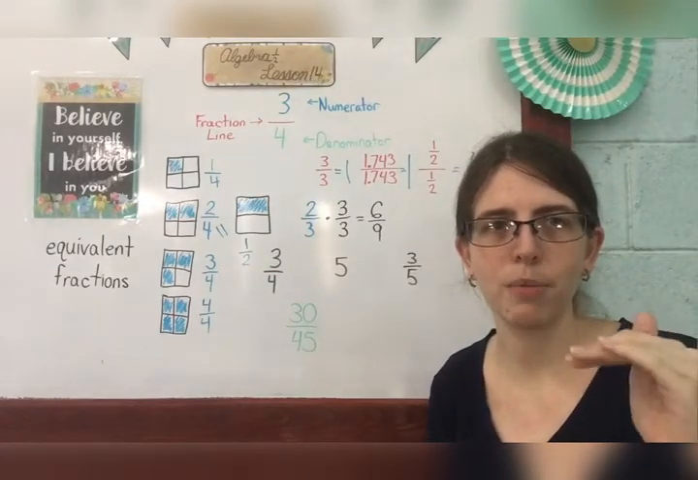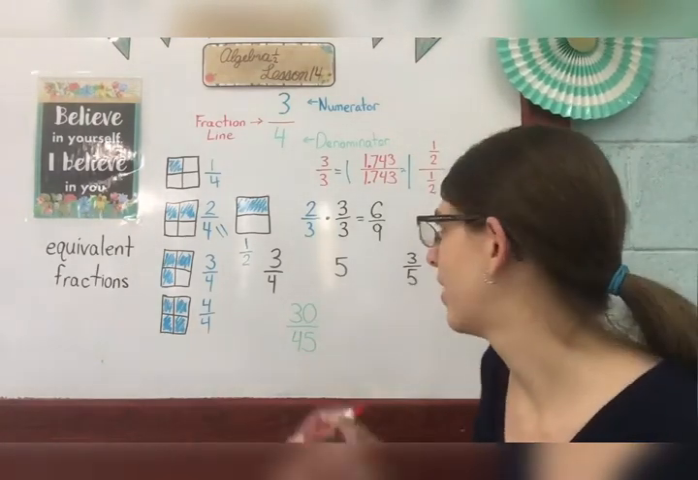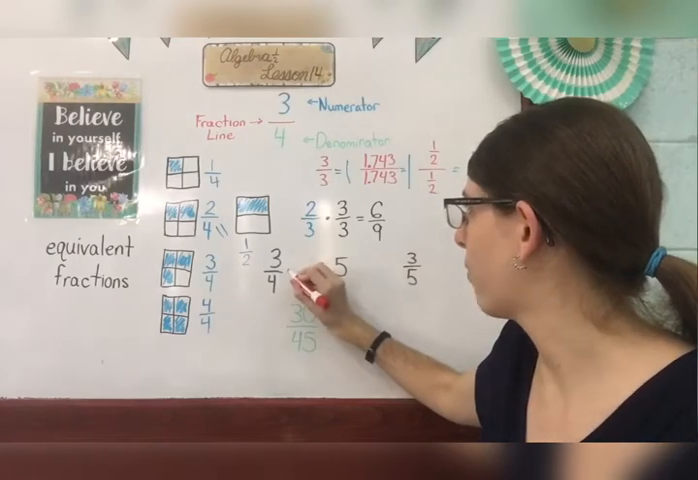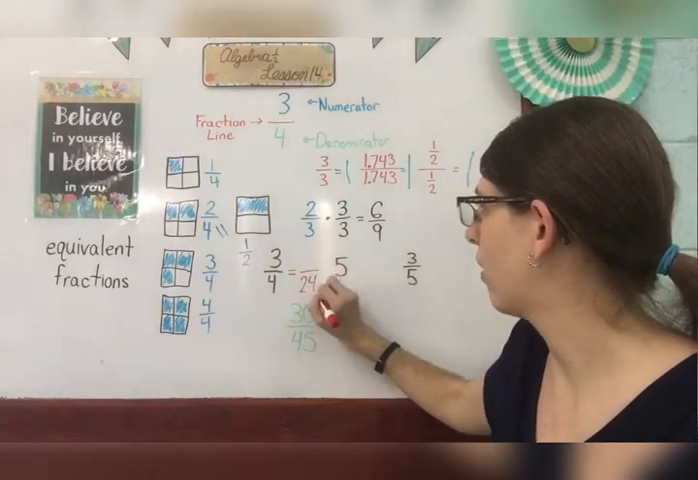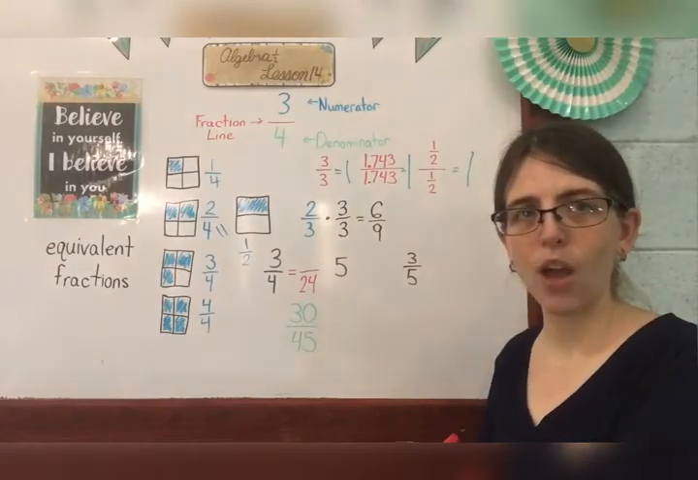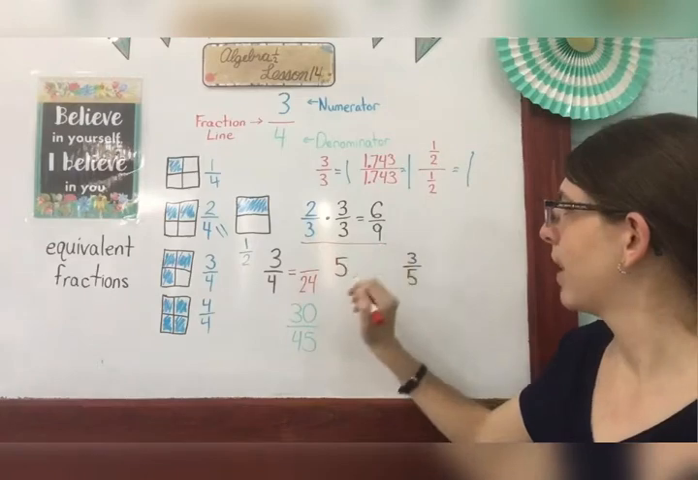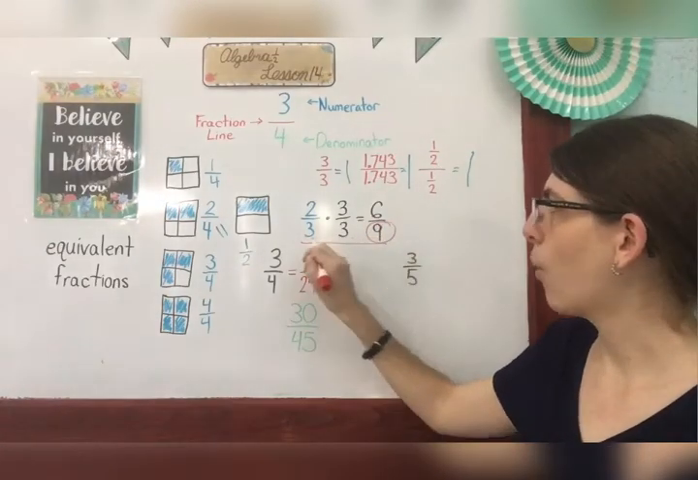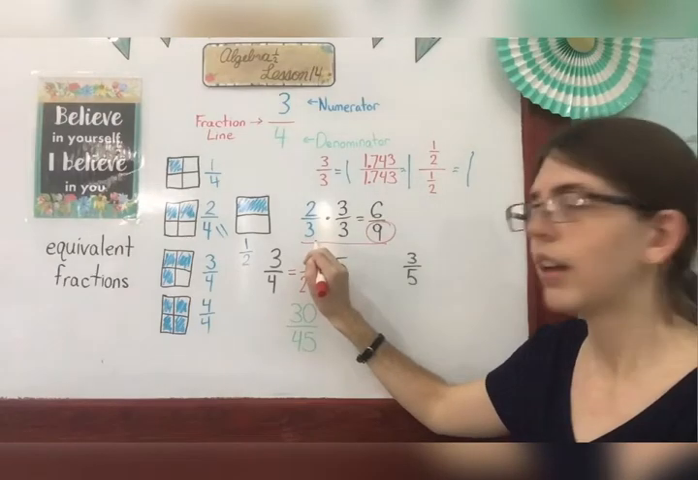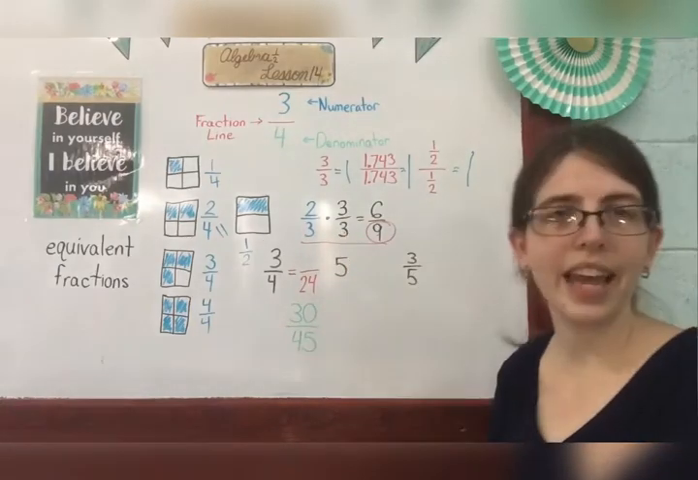The number on the bottom or the number on the top? The number on the bottom, good. So I want 3/4 to be changed so it has a denominator of 24. To make this, look at what I did up here, okay? To make my new denominator here, what did I have to do to the old one? I had to multiply 3 times 3 to get 9.